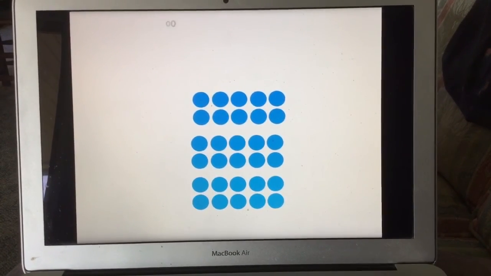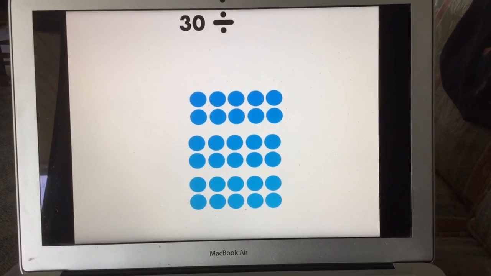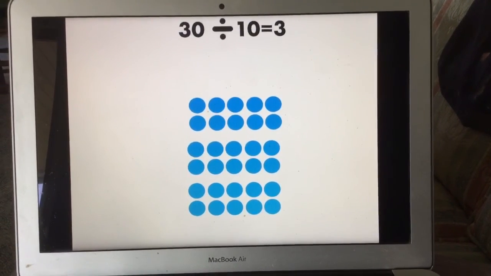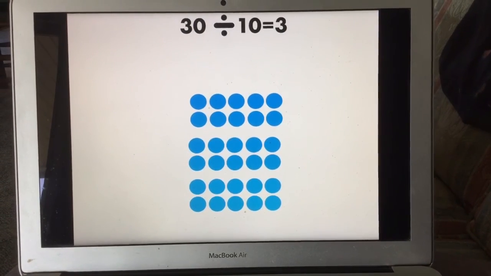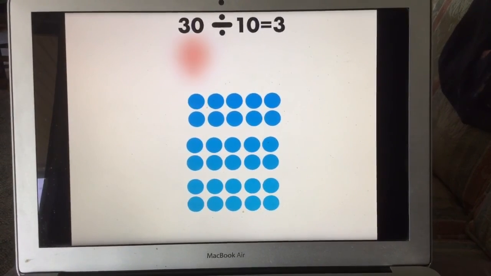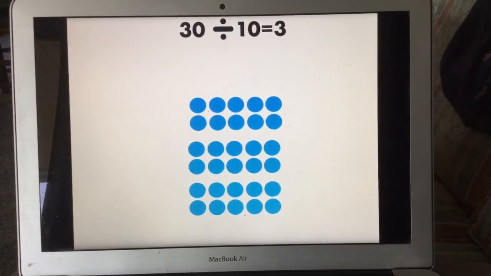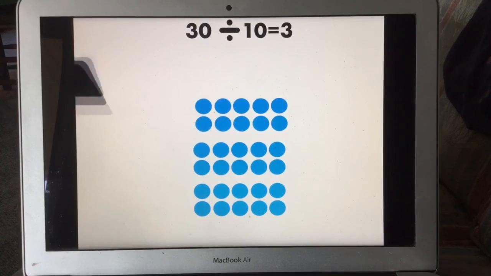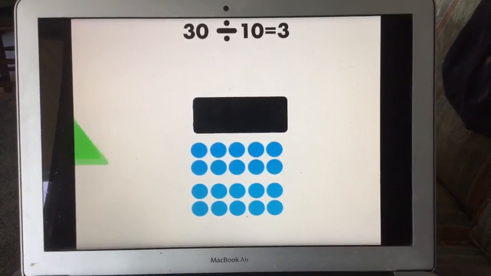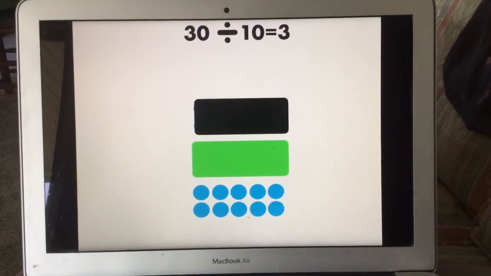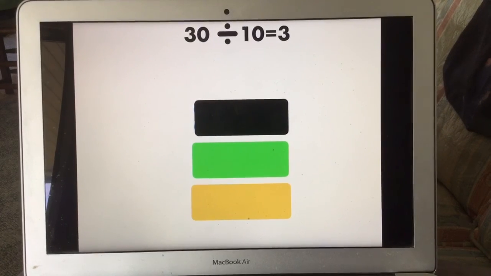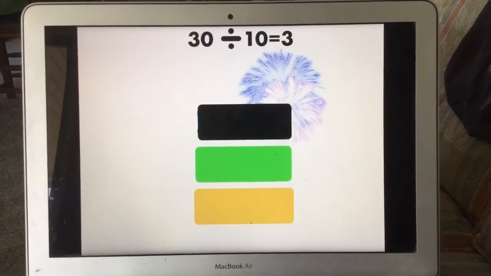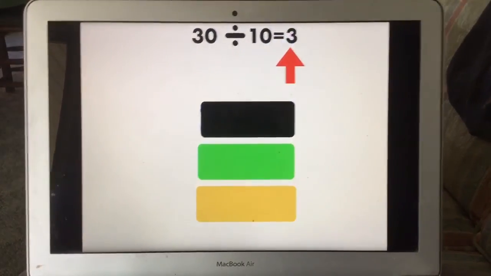Okay. Let's try this one. 30 divided by 10 equals 3. So I have my 30 circles. Each group is going to have 10 in it. There's one group of 10, another group of 10, and another group of 10. When I count up all my groups, I have 3 groups. Right? That's how you get the answer.